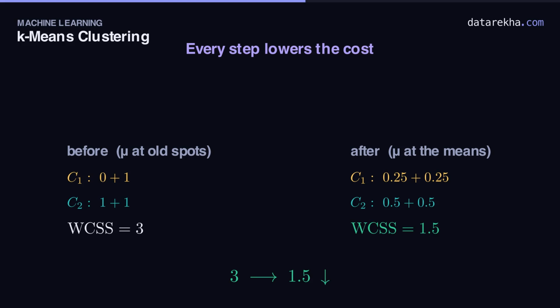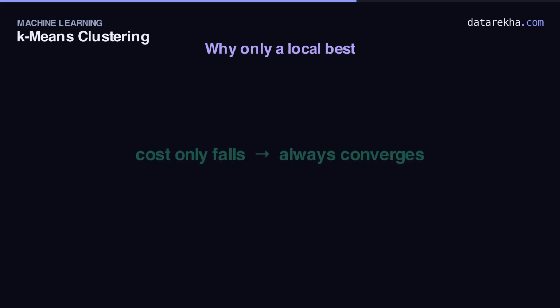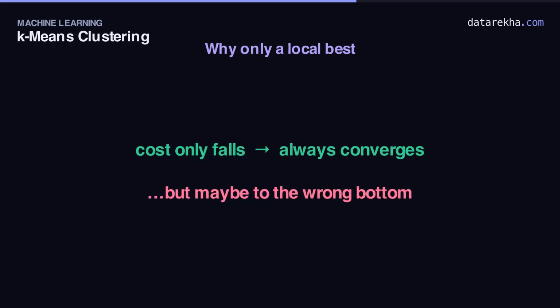So the update step can only lower WCSS, never raise it. The assign step can only lower it too. Every single move shrinks the cost, or leaves it flat. But here's the catch hiding in that guarantee. The cost only ever goes down, so it must eventually stop. With finitely many ways to group the points, k-means always converges.